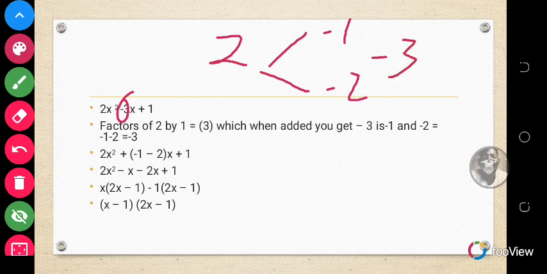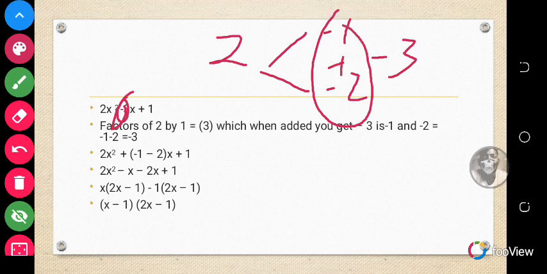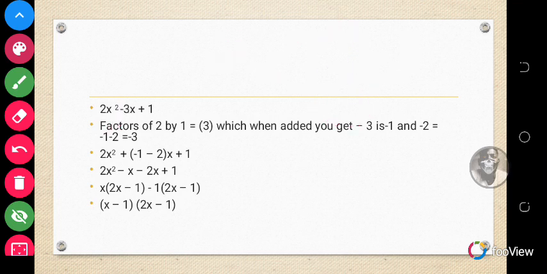So when you add negative 1 and negative 2, you are going to get negative 3. So you are going to replace this negative 3 with negative 1 plus negative 2. And negative 1 plus negative 2 is the same as negative 1 minus 2, because the plus will be ignored. So hence you have negative 1 minus 2. So you replace them here, and then you expand.